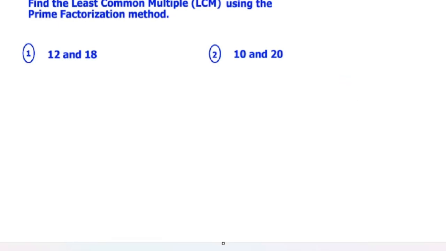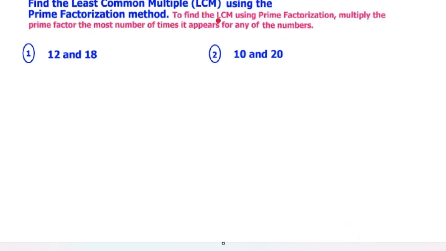In this video, we're going to work on finding the least common multiple using prime factorization. Okay, so we have two problems that we're going to work on, 12 and 18 and 10 and 20.